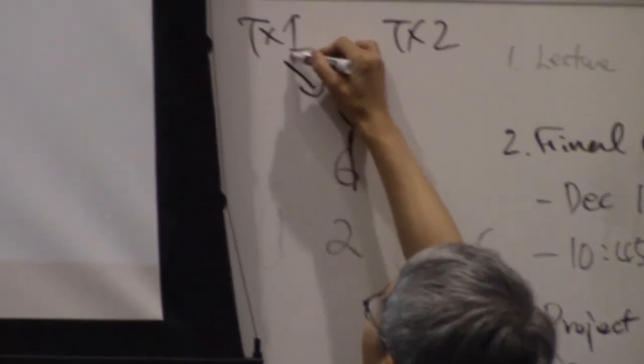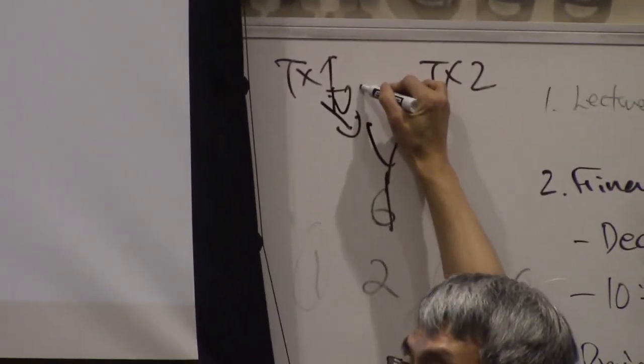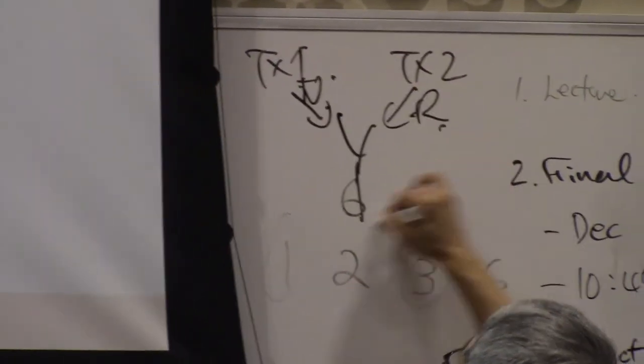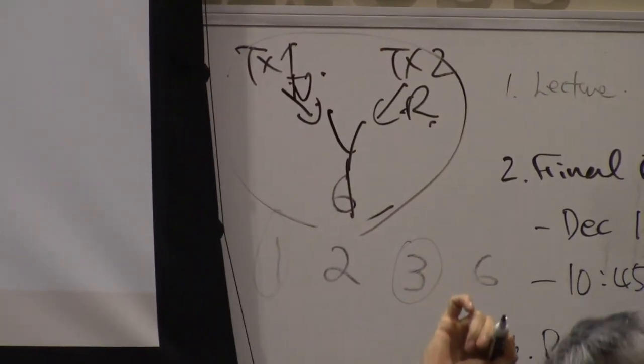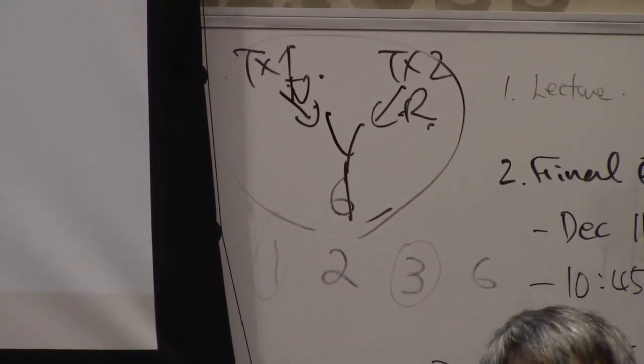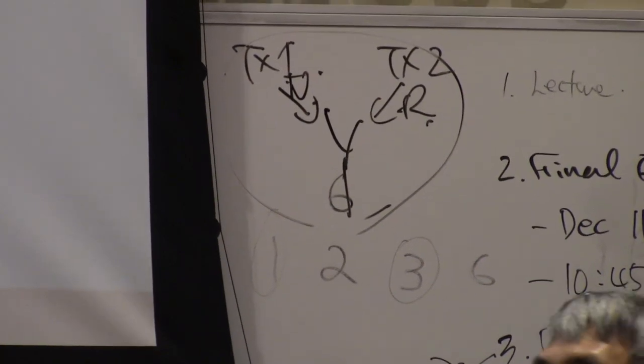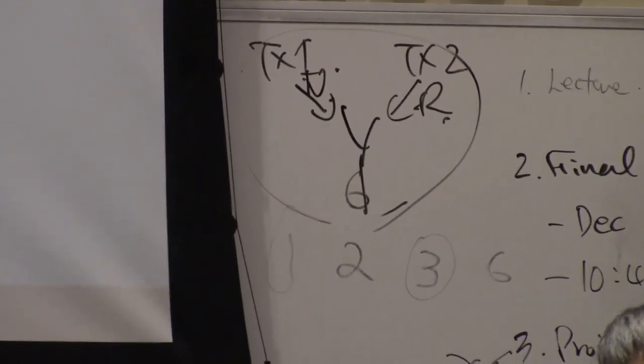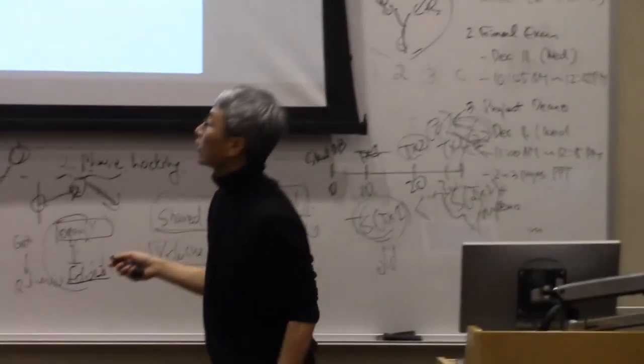Transaction 1 has a write lock. Okay? And this one is a read. What is this? Conflict. It's a race condition. So we need to check whether to wait or terminate. So how can we check?